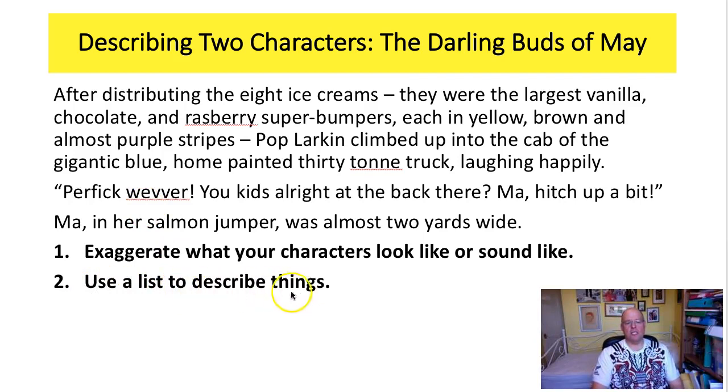And then use a list to describe things. This is a really powerful list. So after distributing the 8 ice creams, we work out from that there are 8 people in the van, and because this is a pa and a ma, Pop Larkin is the father and the ma, we realise that they've got 6 children. That's a really interesting situation straight away. We get an idea of what kind of parents these are.